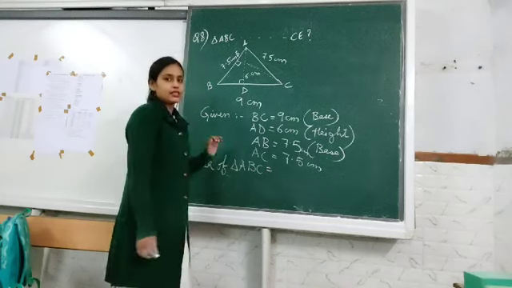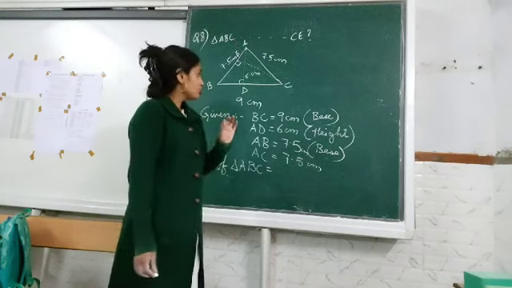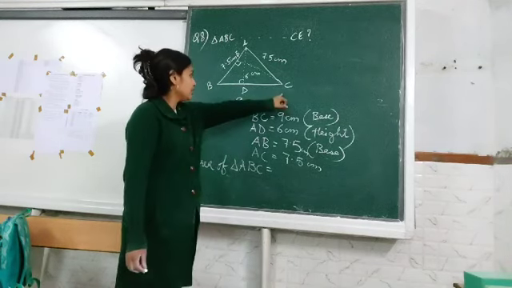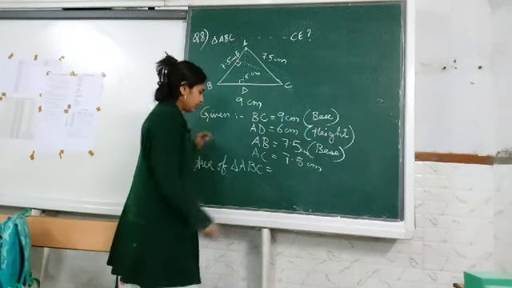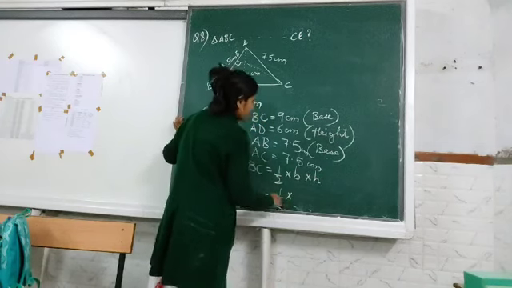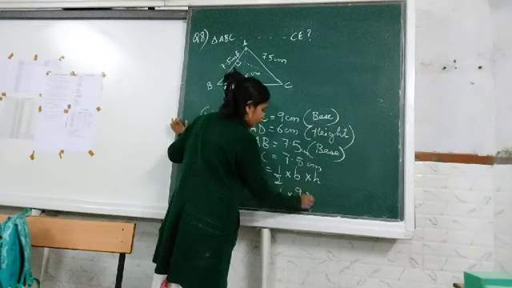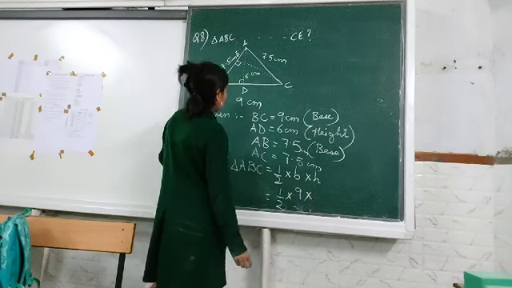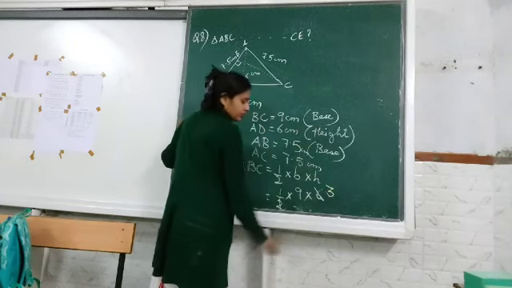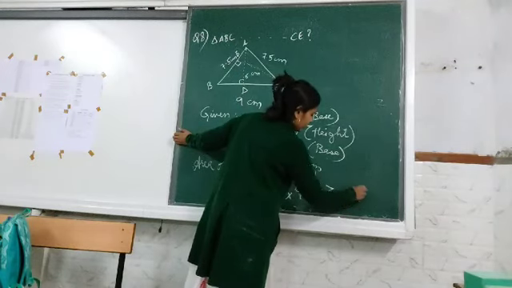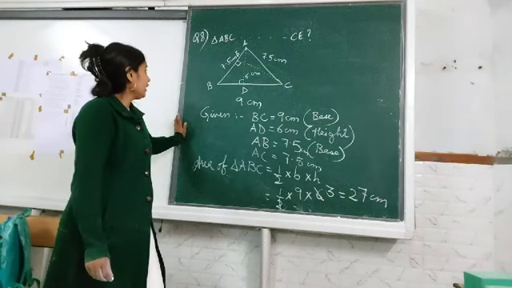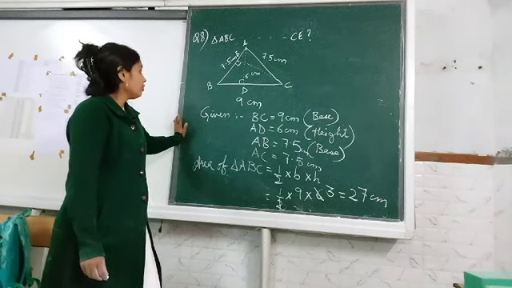So the area of triangle ABC is half base into height, correct? So wherever base and height both are given, that we take as base and height, that is 9 and 6. So we take half into base into height. So half, what is the base? 9. What is the height? 6. Yes, 6. Now 2 and 6 get cancelled. 3, 9 3s are 27, and that completes the area of triangle ABC.